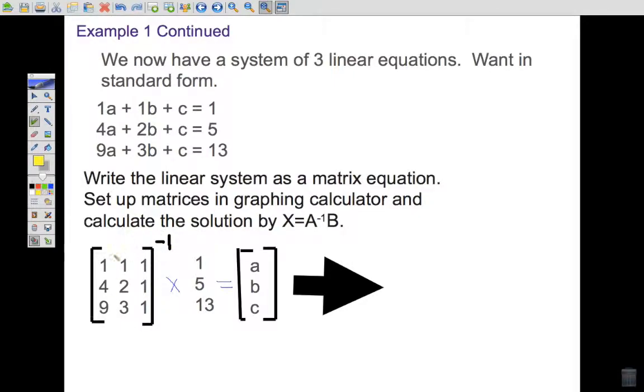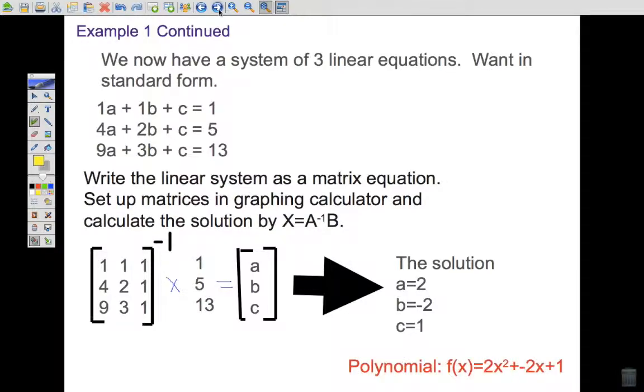When you multiply A's inverse times B, you'll get a matrix with 3 numbers that represent your 3 unknowns, A, B, and C. In this case, we get that A is 2, B is -2, and C is 1. But that's not your final answer. We want to write the equation of the polynomial that goes through all those points we saw on the previous page. So we will now substitute A, B, and C into our function notation, so our answer is the function 2x squared plus -2x plus 1.